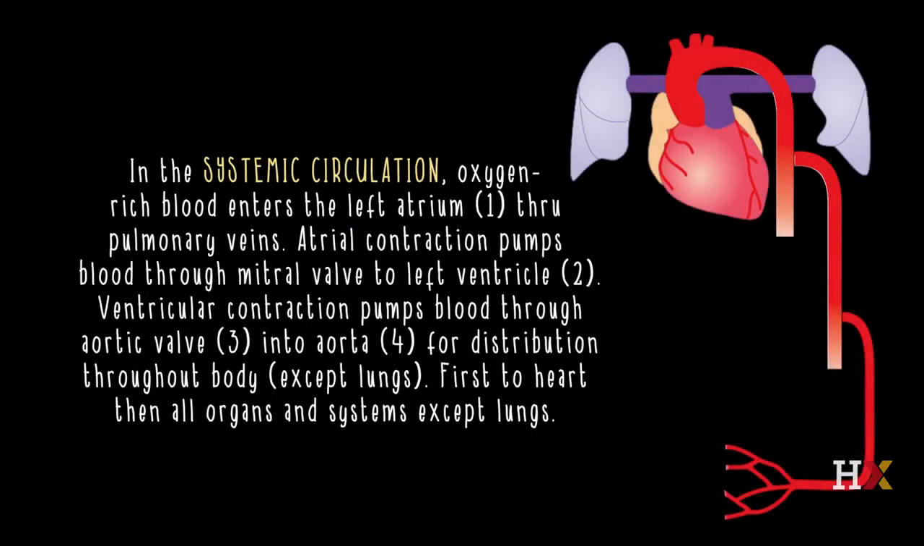The systemic circulation is everything that isn't the pulmonary circulation. Oxygen-rich blood from the lungs returns to the heart through the pulmonary veins to reach the left atrium, and the systemic circulation is that oxygenated blood which is pumped in order through the left atrium, through the left atrioventricular or mitral valve, through the left ventricle, through the aortic valve, and then out the aorta for distribution to the rest of the body.